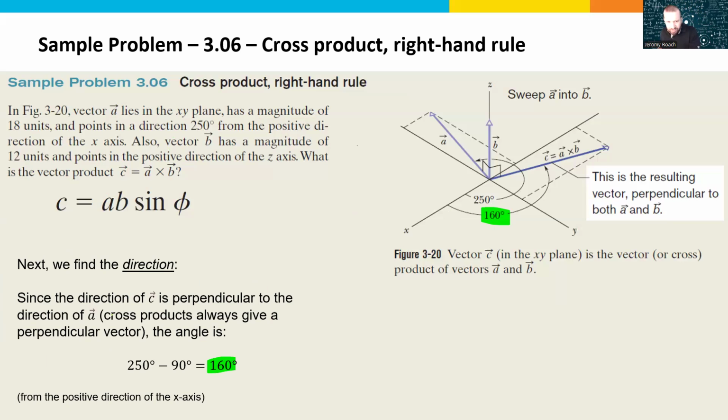And because it's perpendicular to the direction of A, we can now figure out the angle of this. So the direction of C is perpendicular to the direction of A. All right. So we know that A is at 250 and it's perpendicular to A, so we can subtract that 90 degrees and we get 160 degrees from here to here is how much that it sweeps out from the x-axis.